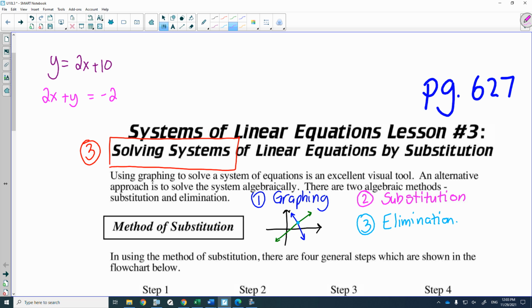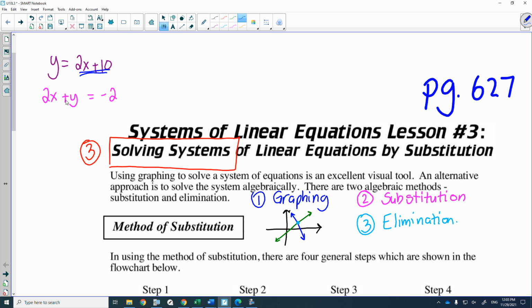I could graph this, right? I already know what this y is equal to. I could solve for this y in one step. I could graph it, but here's how you do substitution. If I look at this first system, it has y solved for me, right? I know what y is. y is 2x plus 10.